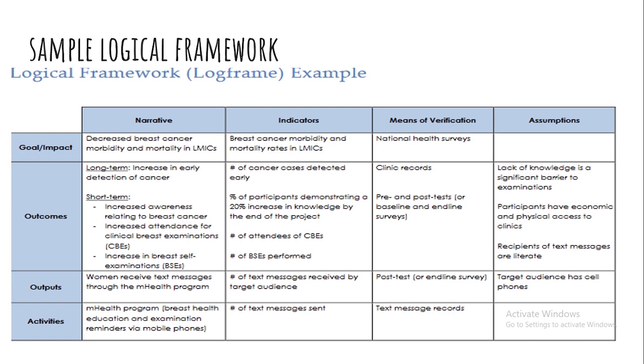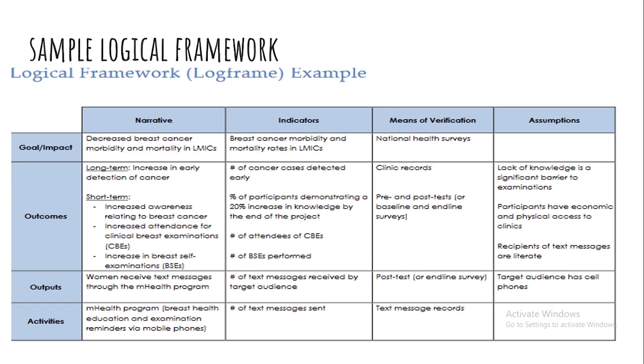Then the outputs. These outputs are the ones that lead to the outcomes. So if one of the long-term outcomes is increase in early detection of cancer, our output is women receive text messages through the health program. Text messages received, the indicator, the means of verification, and target audience. And the activities hoped to be done to achieve this output are a health program, breast cancer education and examination, reminders via mobile phones.